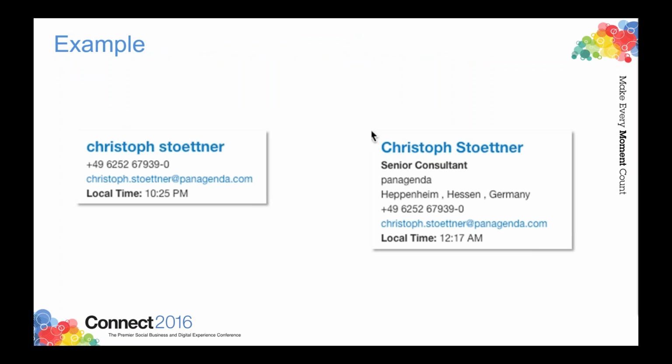So here's an example. The default one on the left is just the name, a telephone number, my mail address, and maybe the local time. Or is it better to have a more detailed one with title, company, postal address, and so on? I think your users will have more value when it's more detailed.